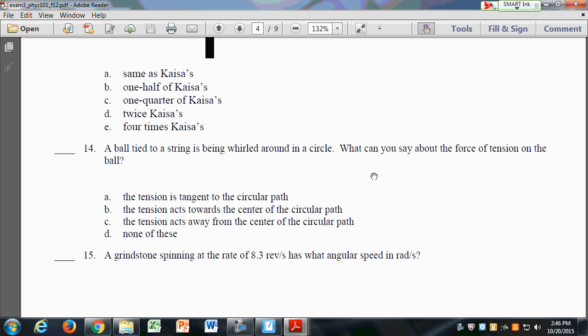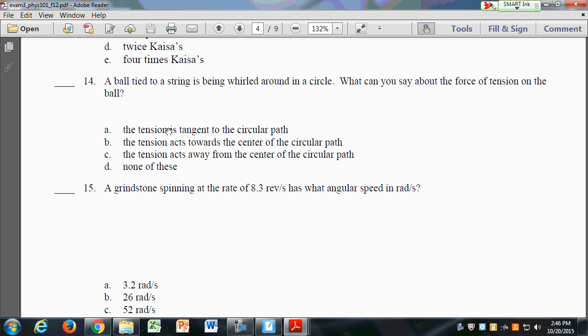This is a good test. Here's about tension, sort of basic idea. What can you say about the force of tension on the ball? Is the tension tangent to the circular path?